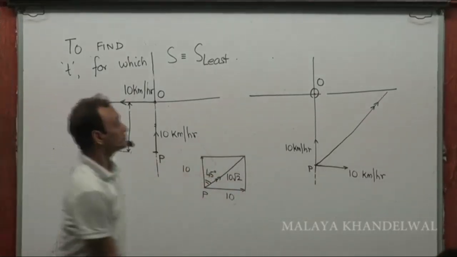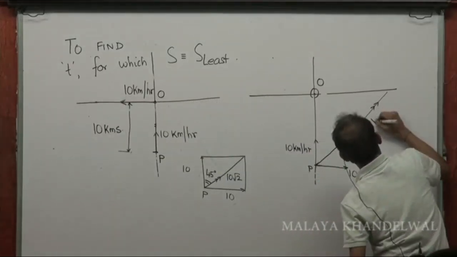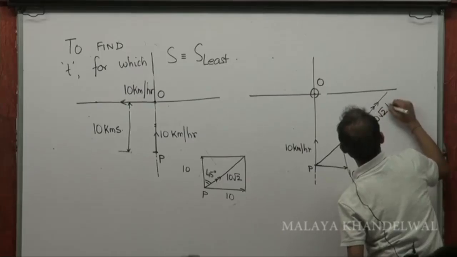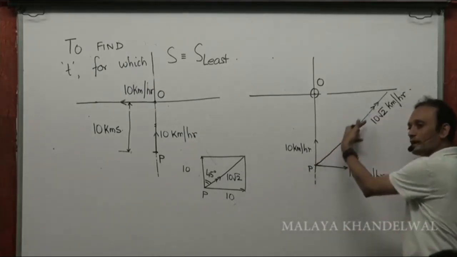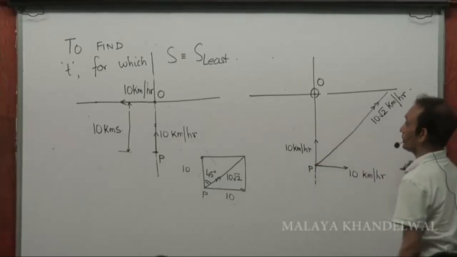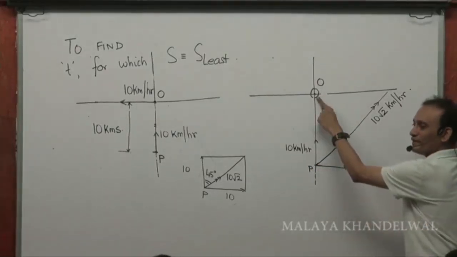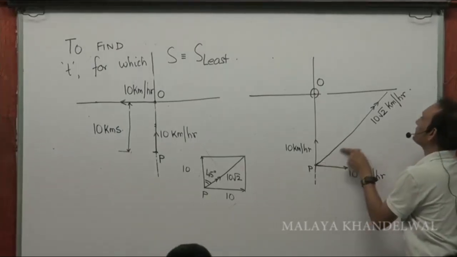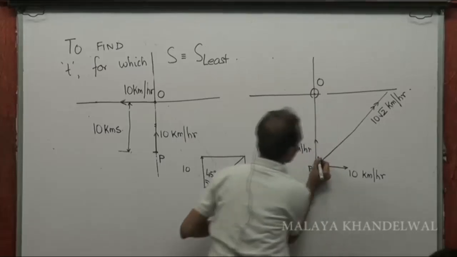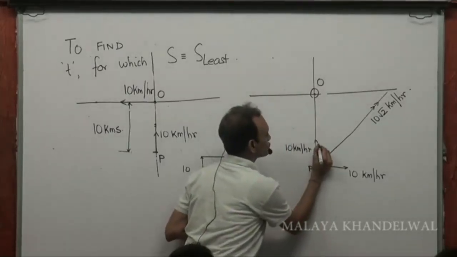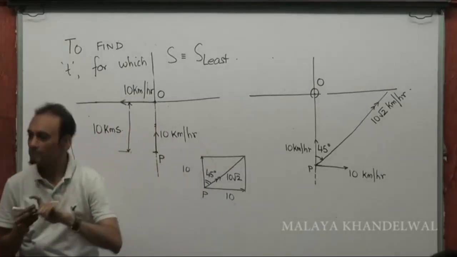Right now, P has a velocity in this direction, a velocity of 10 root 2 kilometers per hour, going this way. O is fixed. That's an equivalent problem, right? It's as if O is fixed and P is moving with a velocity of 10 root 2 kilometers per hour along this direction at an angle of 45 degrees as shown. What do you say? Make sense to all of you?